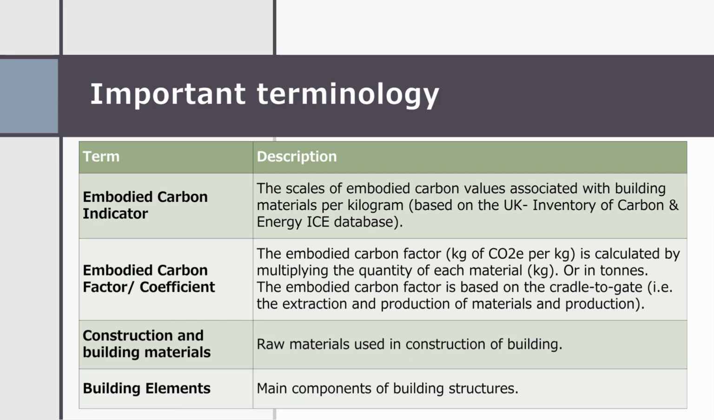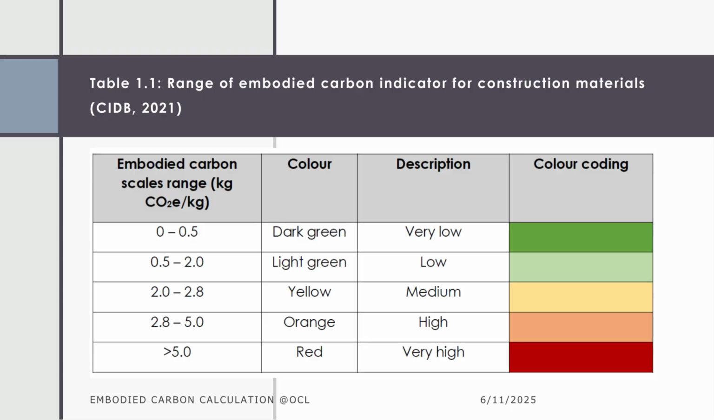Let's define some important terms. Embodied carbon indicator, the emission value per kilogram of material. Embodied carbon factor or ECF, carbon dioxide emitted per kilogram or ton of material, cradle to gate. Construction and building materials, the raw inputs for building. Building elements, major structural components. Understanding these terms is essential before calculation.